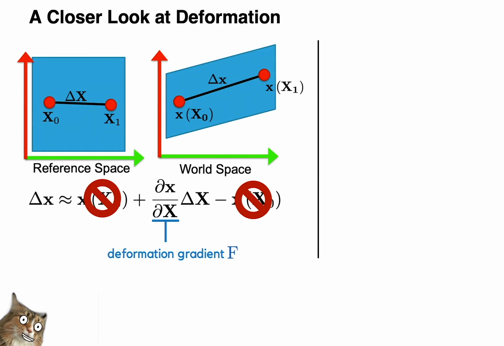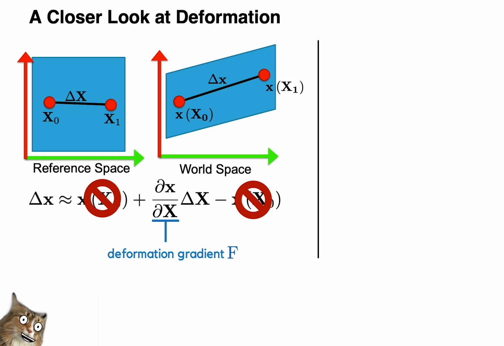This gradient gets a special name. It's called the deformation gradient because it measures how an arbitrary vector in the reference space is deformed into the world space. Typically, this gradient, a 3x3 matrix in 3D, is represented by capital F. We are going to use this deformation gradient to build our strain.